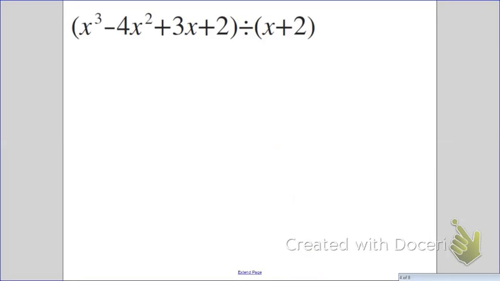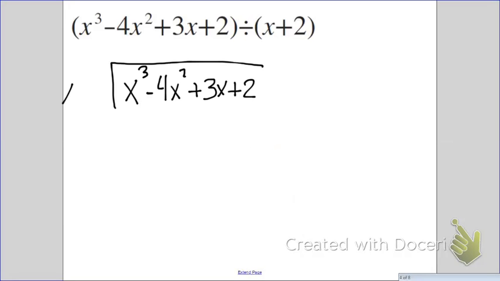So let's take a look at this first problem. We start by knowing which one's the numerator and which one's the denominator. x cubed minus 4x squared plus 3x plus 2 is our numerator, so let's write that down inside the box. And our x plus 2 stays outside. So we are going to try to figure out how to multiply the x by something to turn into that x cubed.